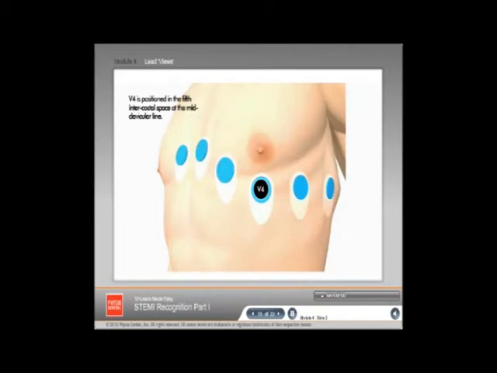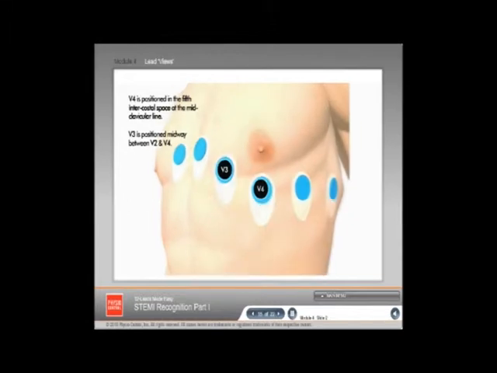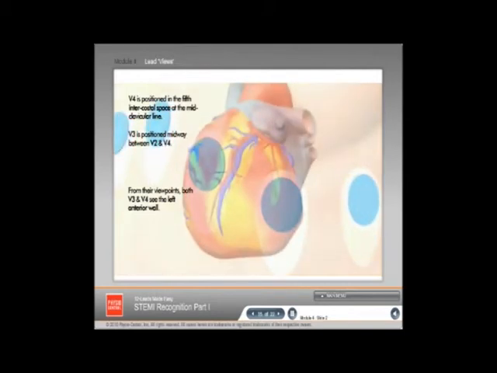V4 is positioned in the mid-clavicular line, fifth intercostal space. V3 is placed midway between V2 and V4. V3 and V4 view the anterior wall of the left ventricle.